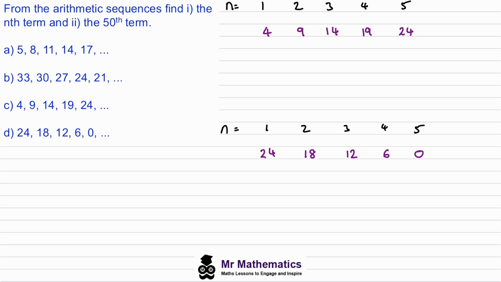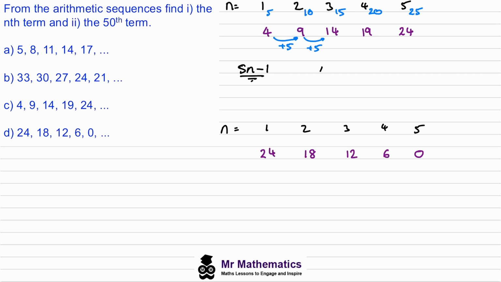So for question C, you can see the common difference is 4 add 5 makes 9, 9 add 5 will make 14, so this 5 is our common difference. So this means we're looking at the 5 times tables. So we've got 1 times 5, 2 times 5, 3 times 5, and so on. And when you multiply the n by 5, we get 5n. And then to go from the 5 to the 4, or the 10 to the 9, 15 to the 14, we need to take away the 1.